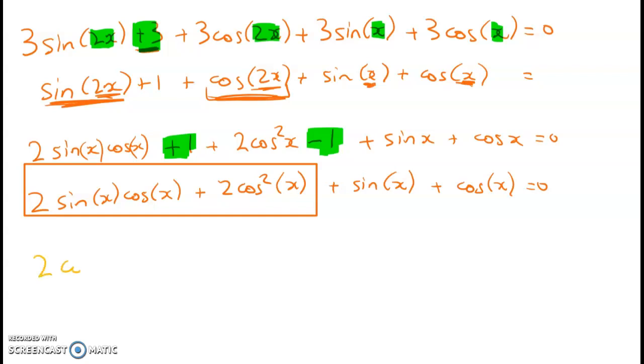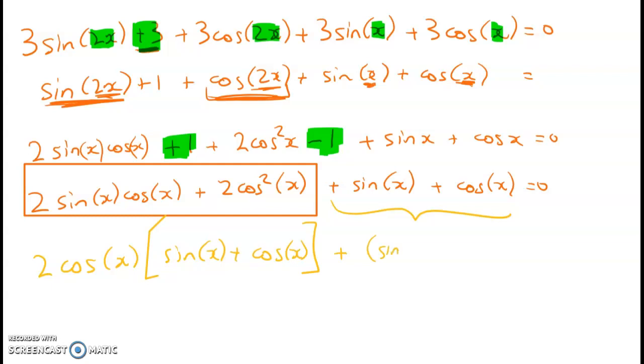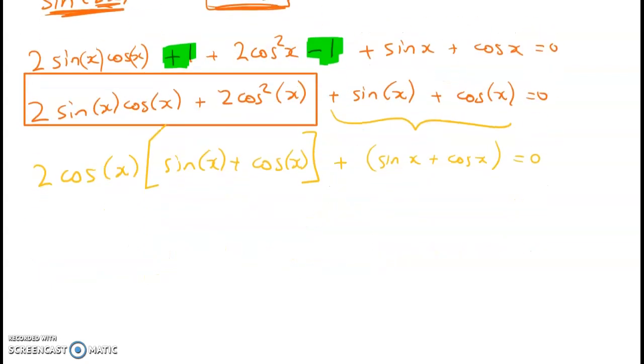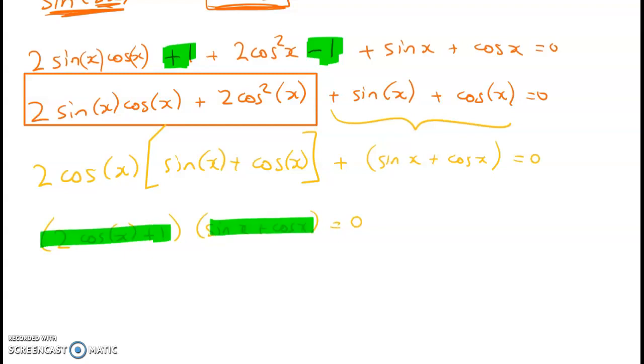So in here, we've got 2 cos x into sine x plus cos x, which is really nice because I can see it repeating here, plus 1 lot of sine x plus cos x is equal to 0. And I can factorize that out now. So I get 2 cos x plus 1 times sine x plus cos x is equal to 0. So either this is equal to 0 or this is equal to 0.